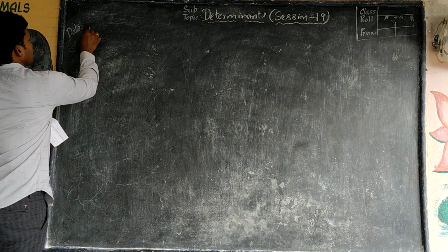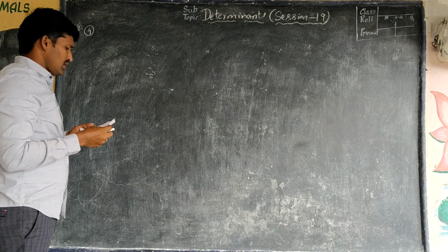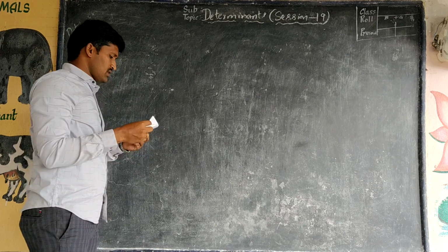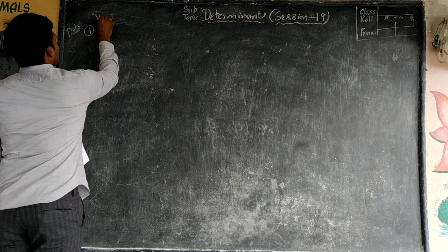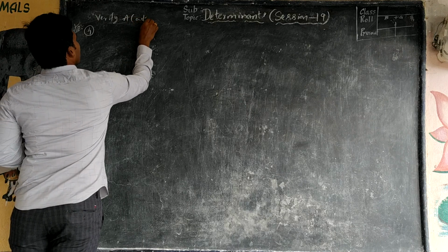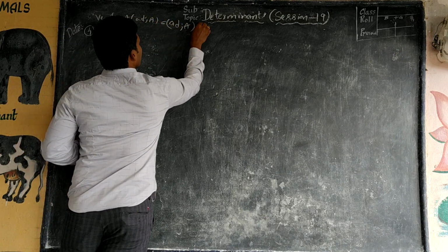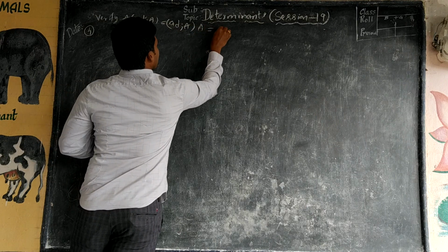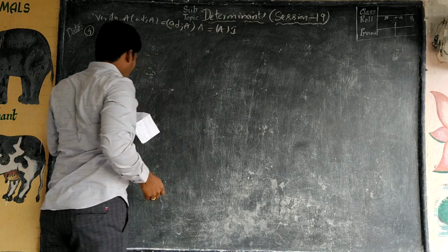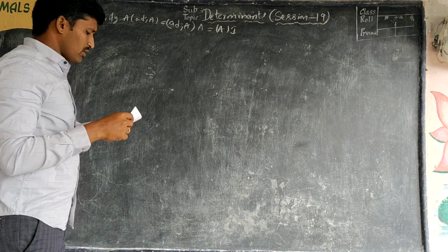And to the fourth one. In the previous class we discussed three problems: how to find the adjoint of a matrix. Now verify A into adjoint A equal to adjoint A into A equal to det A into I. We need to verify this condition for the following matrices.